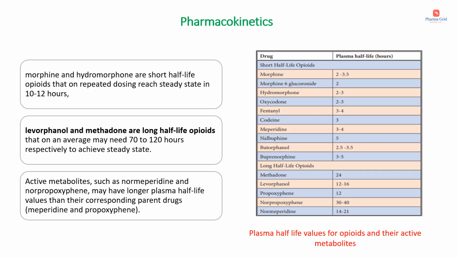Morphine and hydromorphone are short half-life opioids that on repeated dosing reach steady state in 10 to 12 hours. Levorphanol and methadone are long half-life opioids that on an average may need 70 to 120 hours respectively to achieve steady state. Active metabolites such as normeperidine and norpropoxyphene may have longer plasma half-life values than their corresponding parent drugs. Their corresponding parent drugs are meperidine and propoxyphene. So in this image, you can see the plasma half-life values for opioids and their active metabolites.